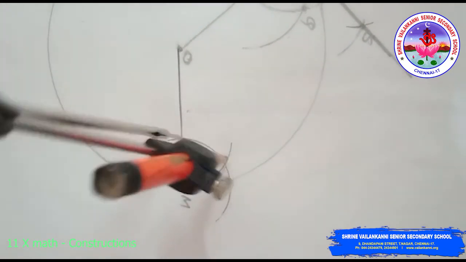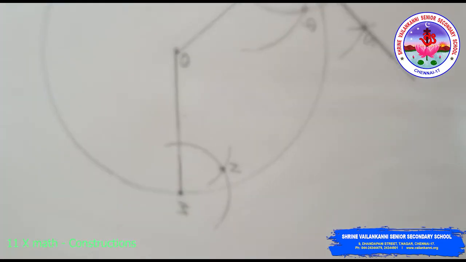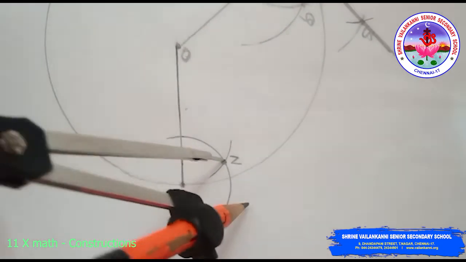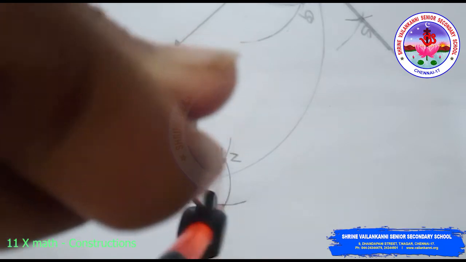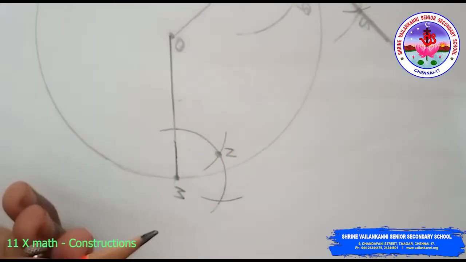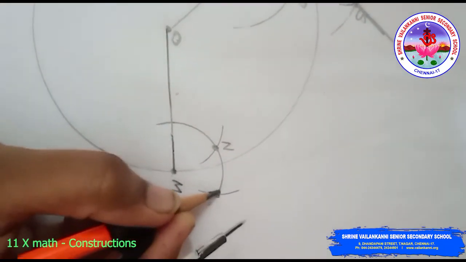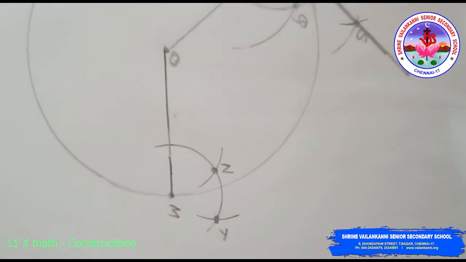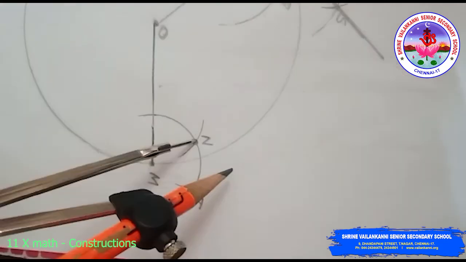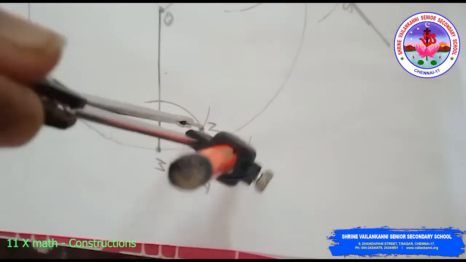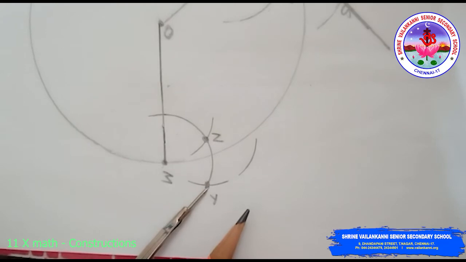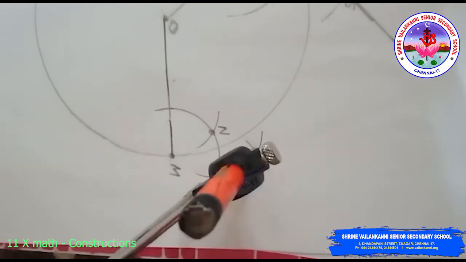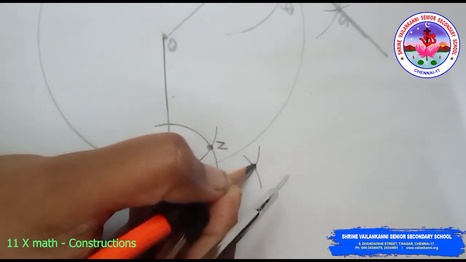Naming this point as N. From N, I am going to give an arc which cuts again the previous arc. Name this arc as T. Now again with the same radius, keep the compass needle at N. Give an arc with the same radius. Keeping the compass needle at T, I am going to give an arc which cuts the previous arc. Name this point as U.